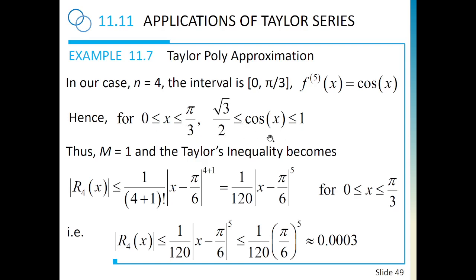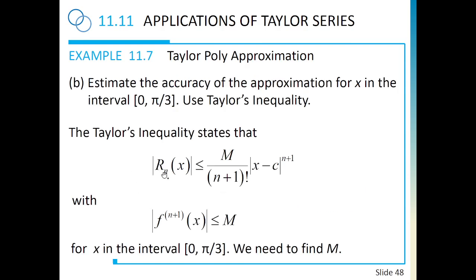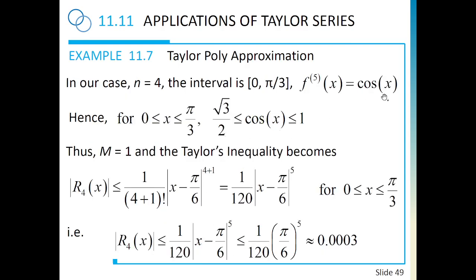So this means that the cosine for these values of x is smaller than 1. Since cosine is the fifth derivative, the fifth derivative is smaller than 1. We are going to use that information here, because the formula said we need M that is bigger than the fifth derivative in the interval. Here we found the fifth derivative was cosine, and it was squeezed between these two numbers, so cosine was smaller than 1 in that interval. So our M is 1.